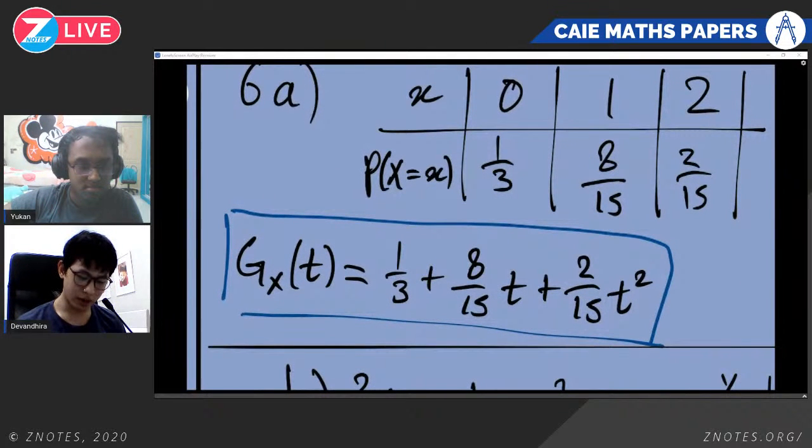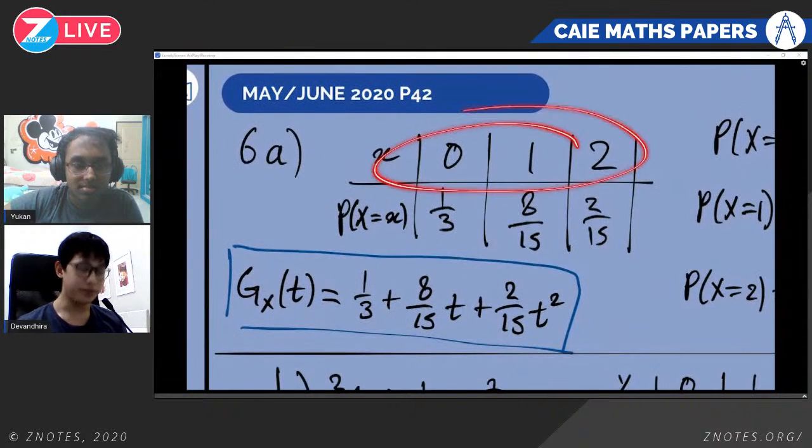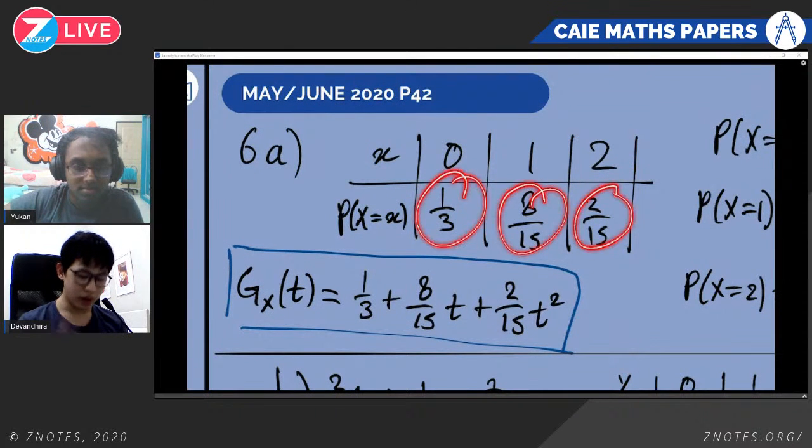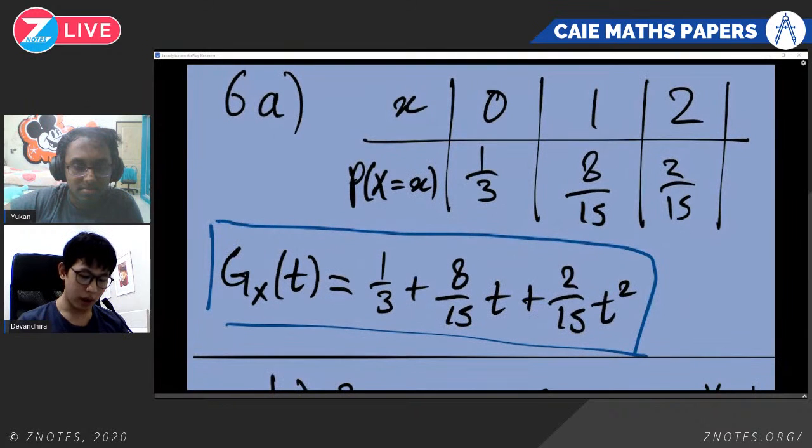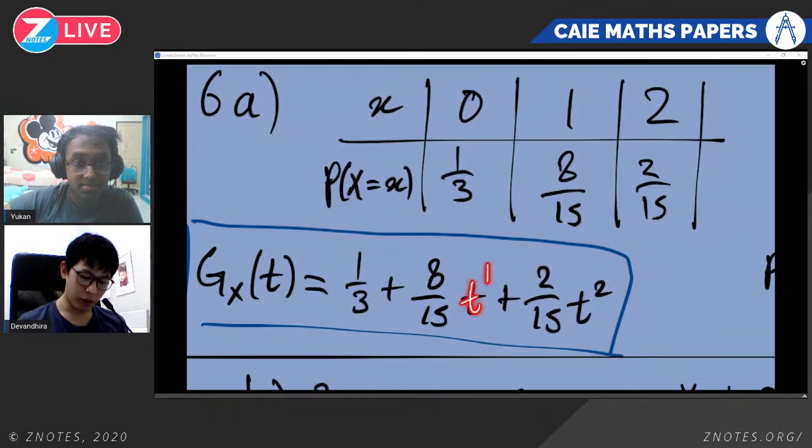As you can see here, there's a power in the t. This is just 2, this is 1, and this is technically t to the power 0. So the power of t represents the x value, while the coefficient of t is the probability. In this case, our first term will be t to the power 0, and its coefficient is 1/3. Next one, when t to the power 1, it has a coefficient of 8/15. And same thing for the last one. I hope you get that.